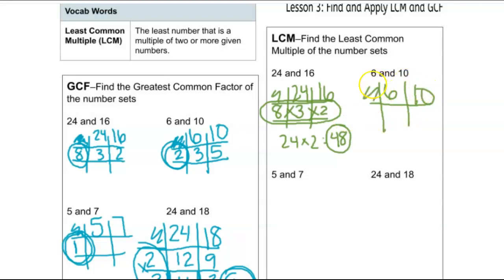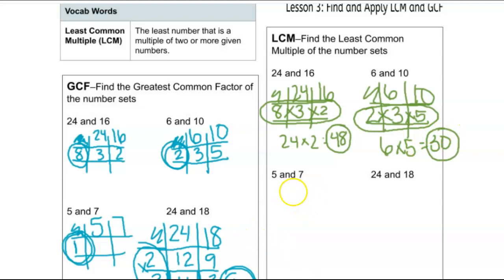6 and 10 is our next one. And remember, we already solved these over here, so I'm just dropping my numbers in. 2 times 3 is 6. 2 times 5 is 10. And since it's these common multiples, I'm circling the entire thing right here. And I'm going to multiply them together. 2 times 3 is 6. 6 times 5 is 30.